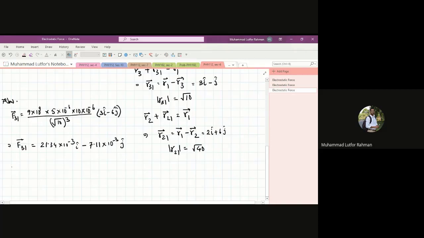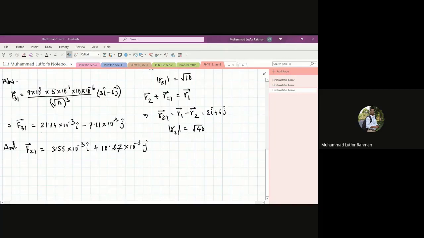This is F31. The same way, you can find F21. If you do it the same way, you will find the value of this F21. I'll just give you that calculation; I hope you can do it by yourself. It is 3.55 into 10 to the minus 3 i hat plus 10.67 into 10 to the minus 3 j hat. This would be the force.